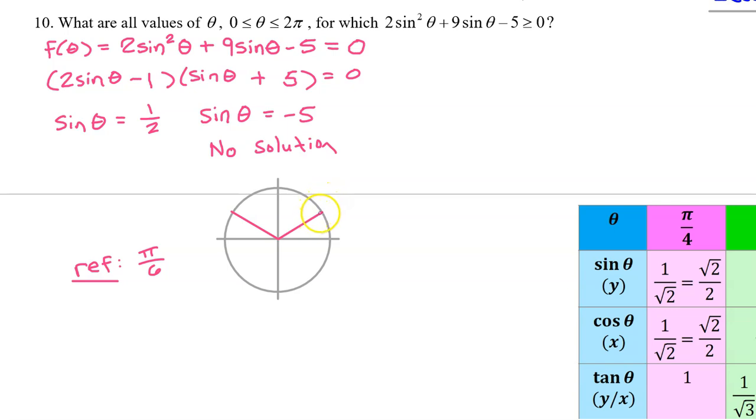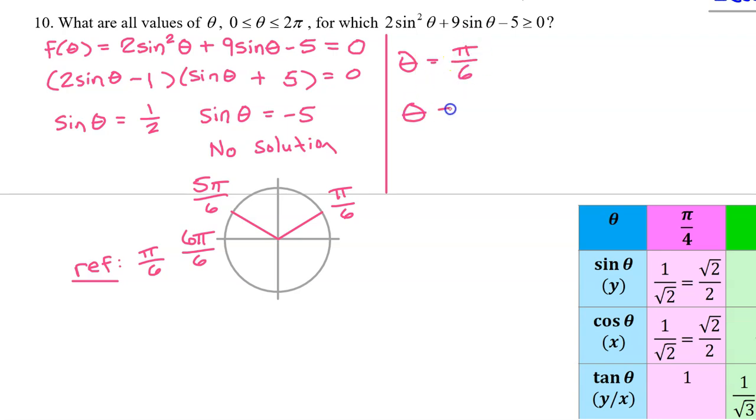The angle in the first quadrant with a reference angle of pi over 6 is pi over 6 itself, and we can think of pi as 6 pi over 6. So this angle in the second quadrant is 5 pi over 6. So that's 2 critical values that will go on the sine chart. Theta is equal to pi over 6, and theta is equal to 5 pi over 6.